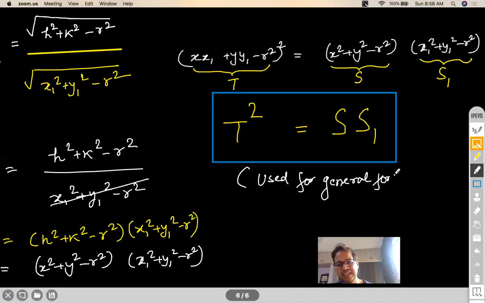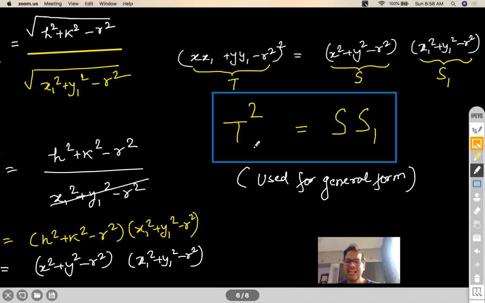Okay. So you know your circle equation, if you know the point and somebody says, can you give me the pair of tangents? You don't have to panic. Just recall this formula, T square is equal to SS1. Find T easily. Everybody knows how to find it. Replace X square with XX1. Replace Y square with YY1. Replace X with (X plus X1) by 2. Replace Y with (Y plus Y1) by 2. Replace C with C. C will not be replaced.